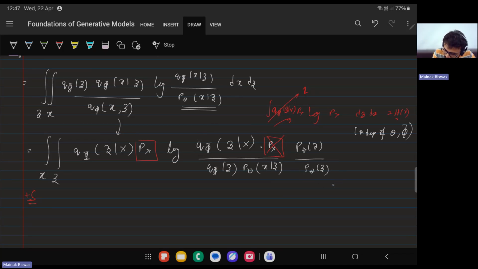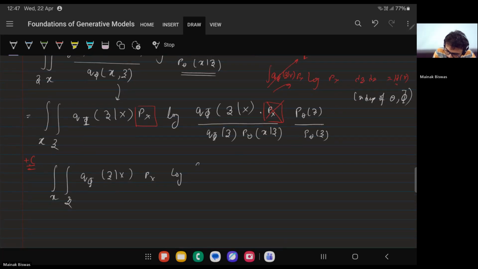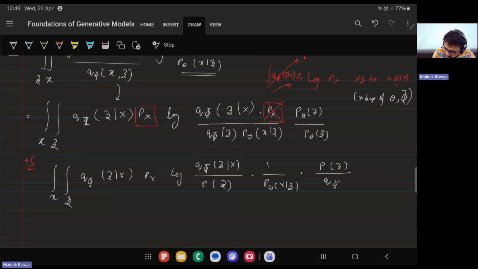I will just rewrite this a little bit more clearly. X and z, q phi of z given x, p of x, log of q phi of z given x, p theta of z, which can be written as p of z into p theta of x given z. See, all the terms are coming slowly, and you will have p theta of z or p of z by q phi of z.